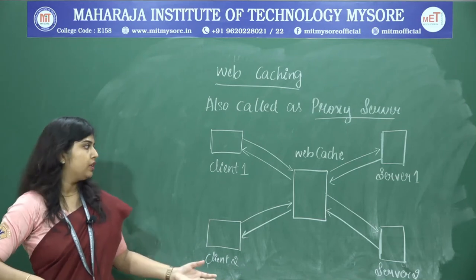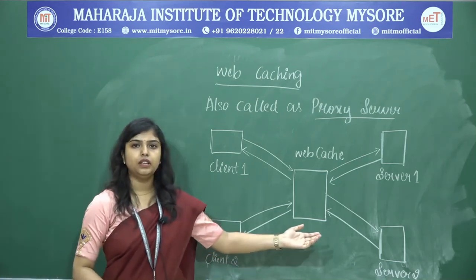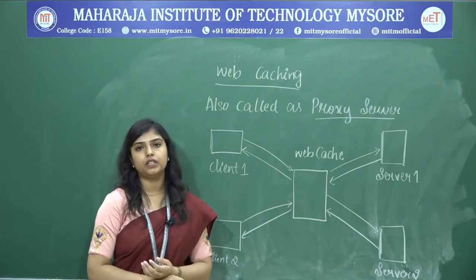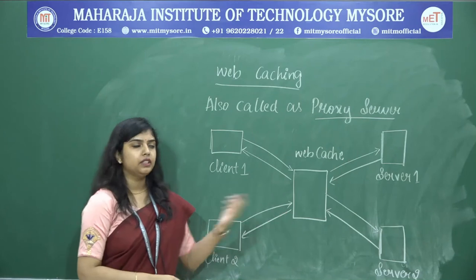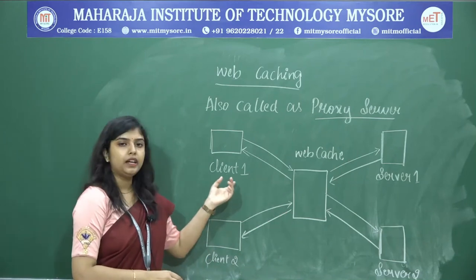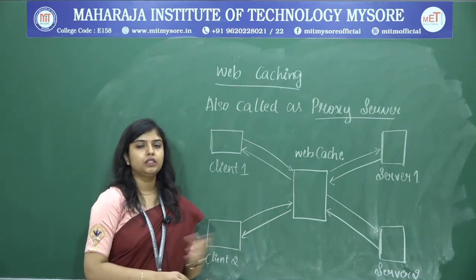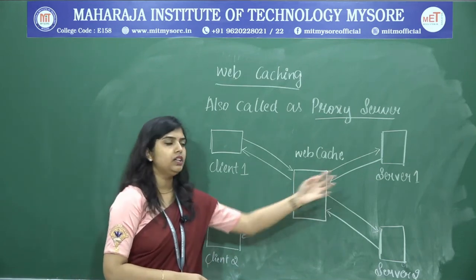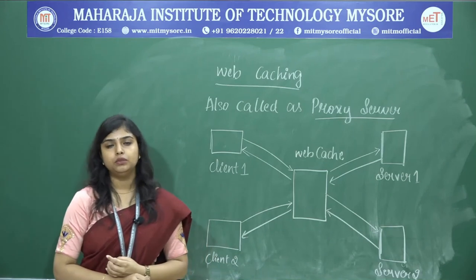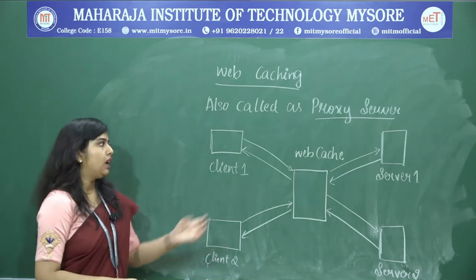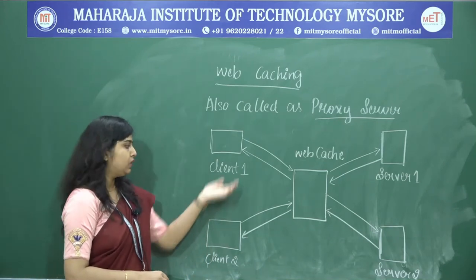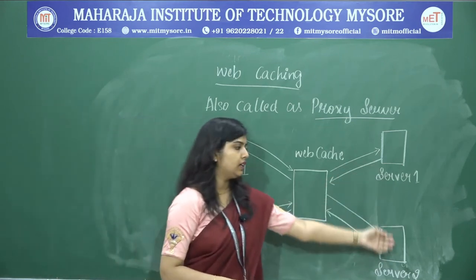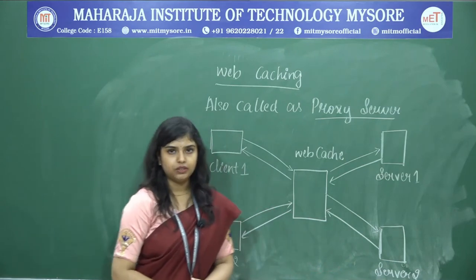That is why we are going to use the web cache. The recently requested or the most frequently requested objects can be stored in the web cache, and then if the client requests the same page, the web cache can immediately respond to the client instead of sending the request to the server, which is a time-taking process. As you can see in the diagram, there are two clients which are connected to the web cache, and the web cache is again connected to a few servers.